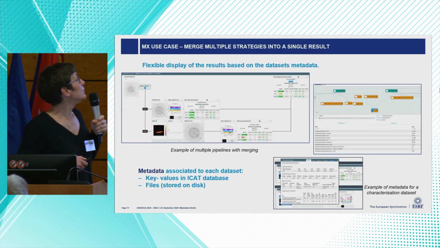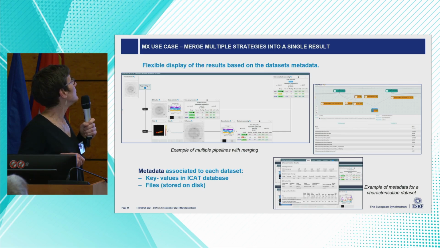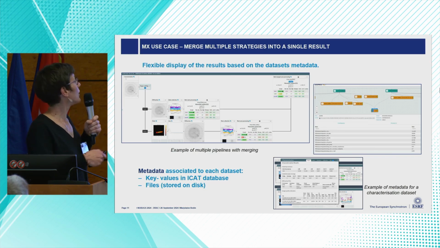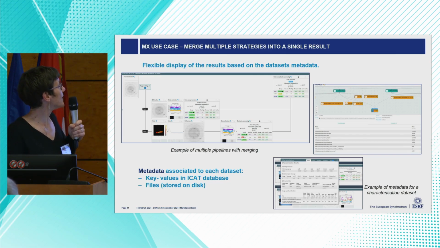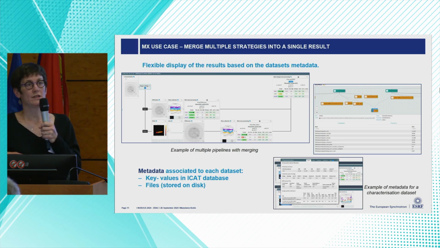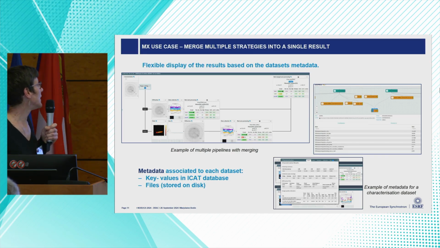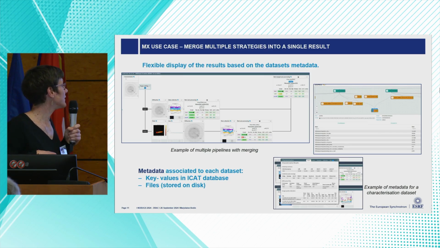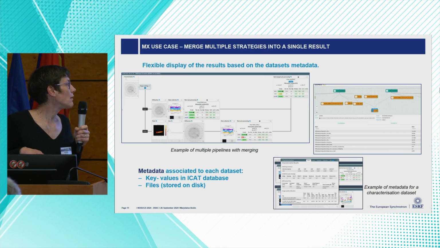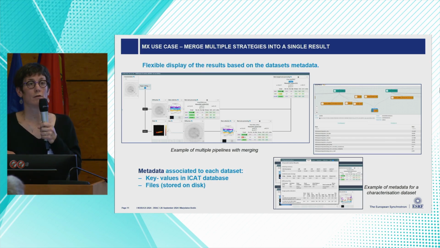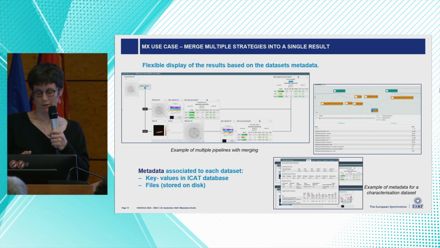And we were also able to manage more complex links between process data. So you have an example here of one process data coming from one raw data set, another process data, and they have been merged together in another process data here. So all this display is driven by metadata, which is associated to each data set. So the metadata are stored as key value pairs in ICAT database, or sometimes on files that are stored on the disk. So you have an example of the file, a JSON file here for a characterization dataset.